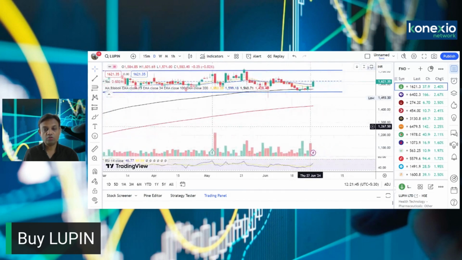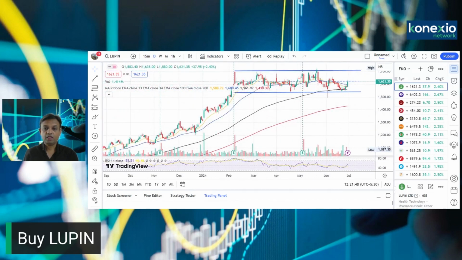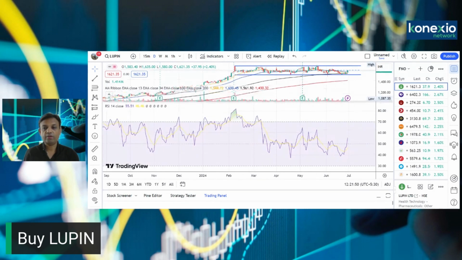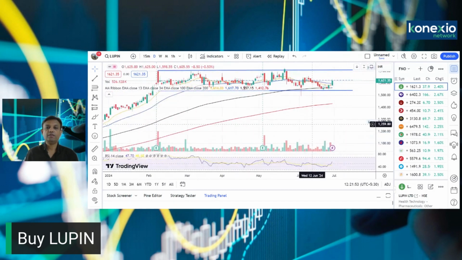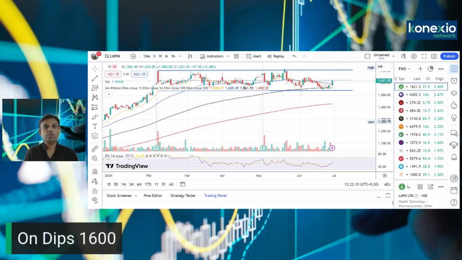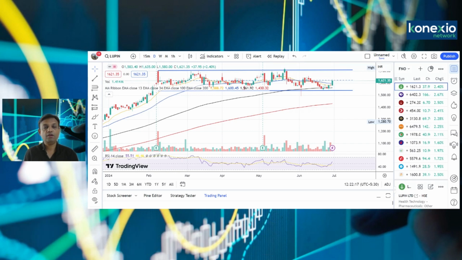The stock has formed a strong bullish candle on daily charts. You can clearly see RSI has also given a positive crossover from this particular level. So definitely the stock has potential to give a very good return in the coming months. I would suggest short-term investors, swing traders, positional investors, long-term investors to accumulate LUPIN on dips to 1600 for an upside target of 1800 in short to medium term. Short to medium term means the next 2 to 3 months or 4 month investment horizon.